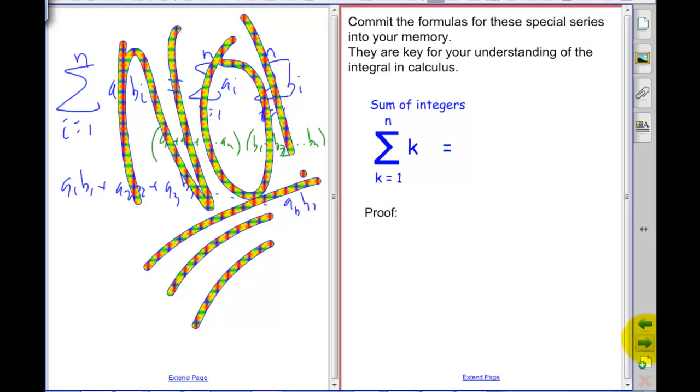Okay, now commit these formulas to your memory. Start the process now, finish it tonight by 11:59, okay? And you will be ready.